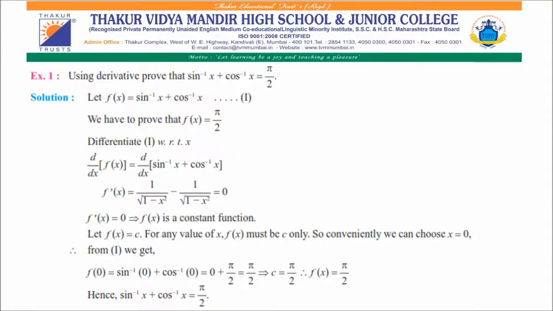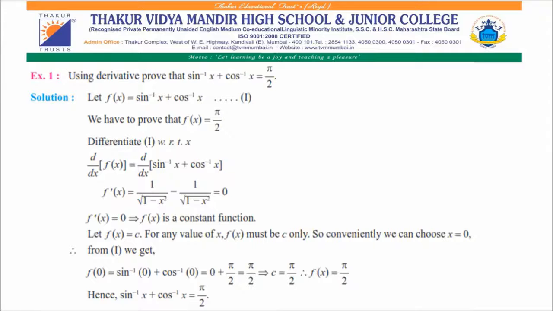Let's see an example. Using derivative, prove that sine inverse x plus cos inverse x is equal to pi by 2. Let the function be f of x equals sine inverse x plus cos inverse x. We have to prove that f of x equals pi by 2.